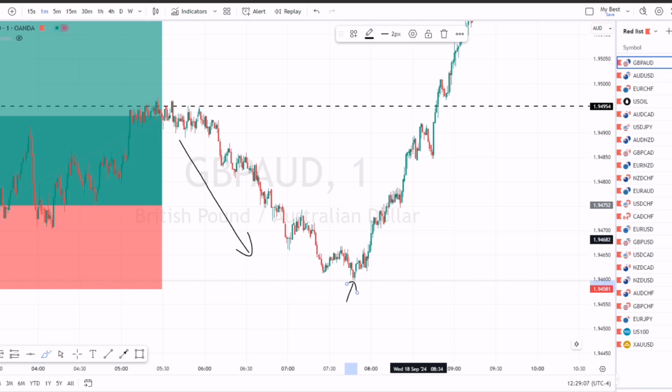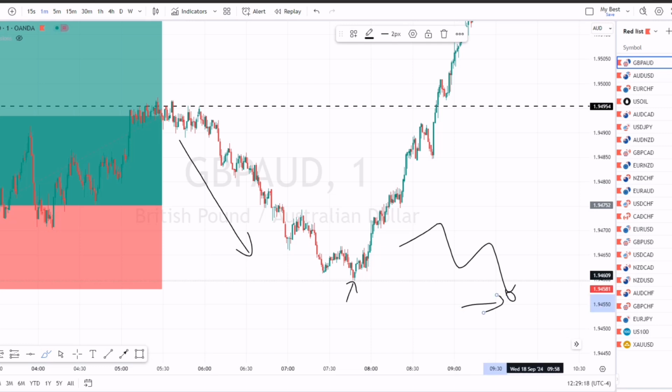So if price was moving like this, and then it is now here, you know that this is the lowest point, and that lowest point started in this region. Okay, let me show you another one.